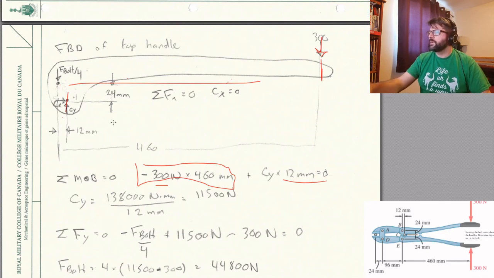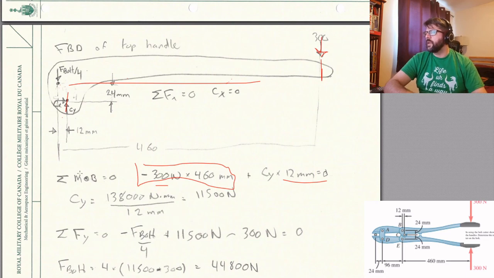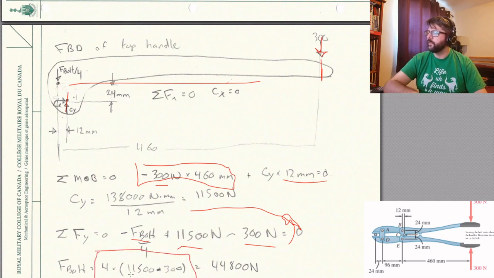And then we just need to take the sum of the forces in the y direction. So we have the negative F bolt over 4 plus the 11.5 kilonewtons minus 300 newtons. We can move the F bolt over 4 to the other side of the equation by adding it and then multiply by 4 to give us F bolt is equal to 4 times 11.5 kilonewtons minus 300 newtons, which gives us a total F bolt of 44.8 kilonewtons.